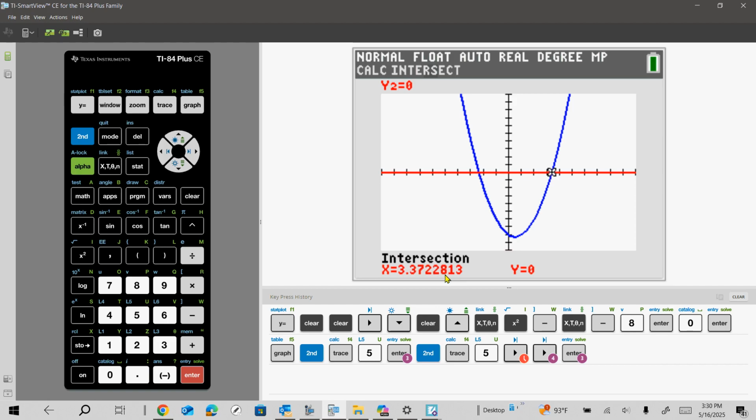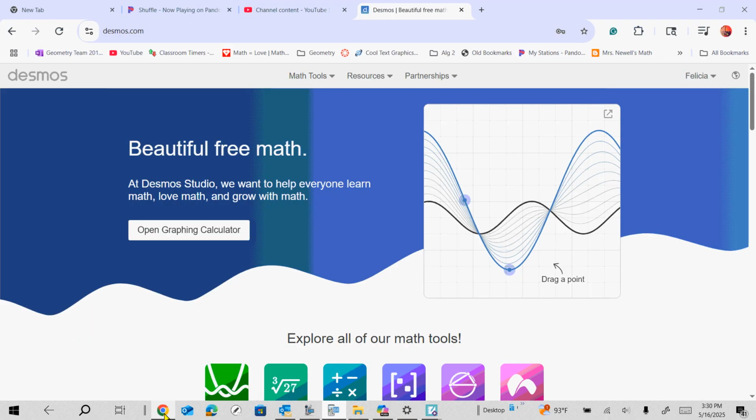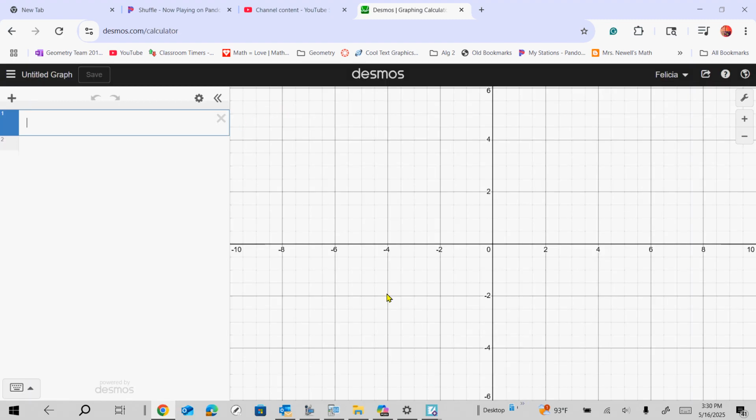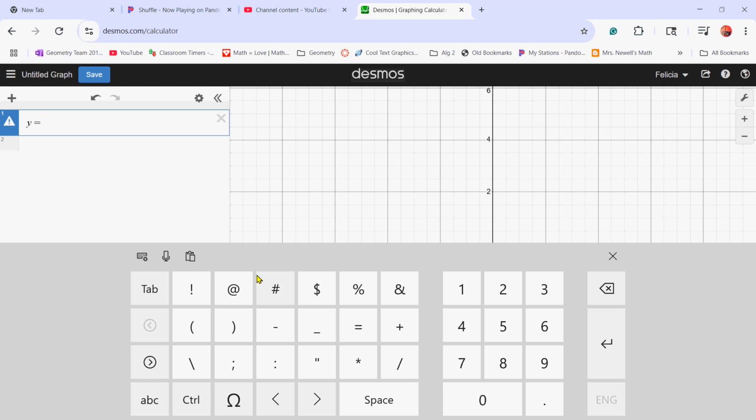Now, the Desmos calculator will do the same thing. You just don't have to use the y equals 0. You have access to the Desmos calculator on quizzes. You go to desmos.com, and you go to math tools here. What we're going to do is type in our equation. We have y equals x squared.